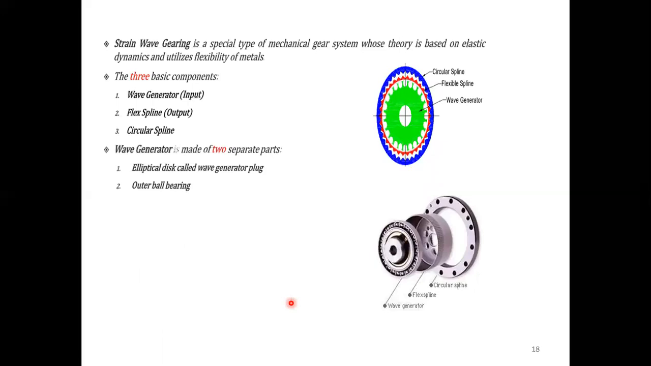The next one is strain wave gearing. It is a special type of mechanical gear system whose theory is based on elastic dynamics and the flexibility of metals. The three basic components are the wave generator as input, the flex spline as output, and the circular spline. The wave generator is made of two separate parts: an elliptical disc called the wave generator plug, and an outer ball bearing.